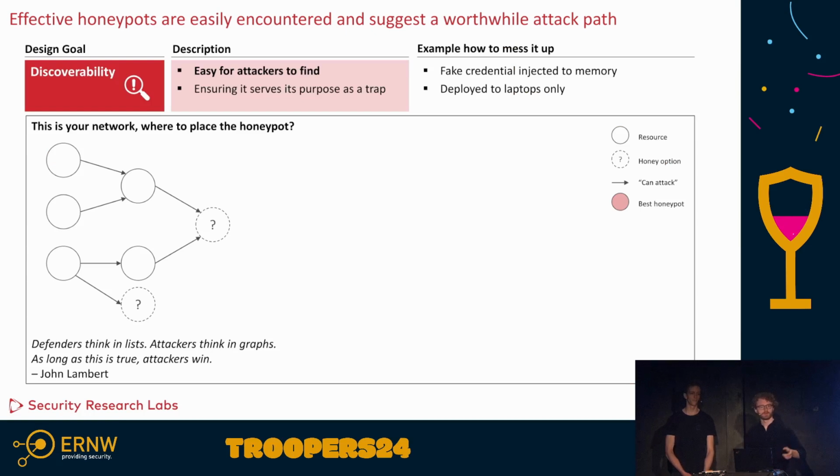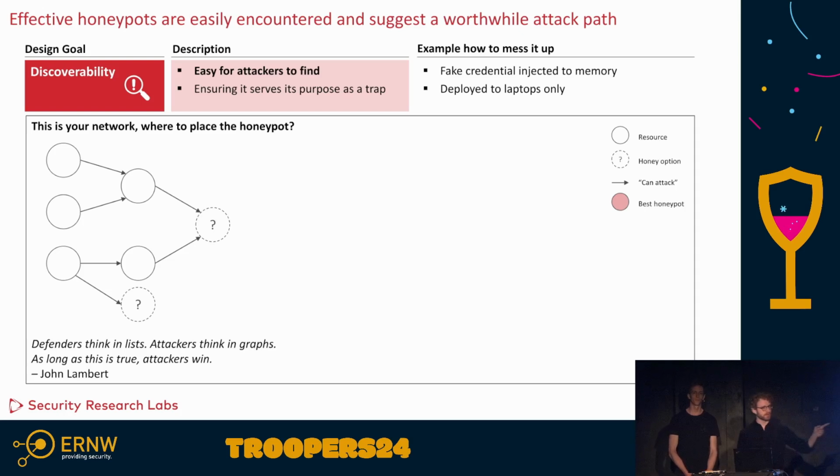So for how to deploy honeypots in your network, we would like to talk about a few principles that we follow there. First one is discoverability. So the attacker actually has to see the honeypot to trigger it and to find it.